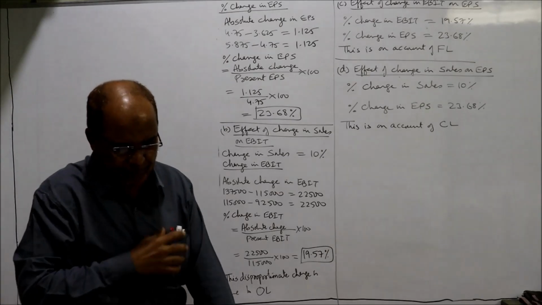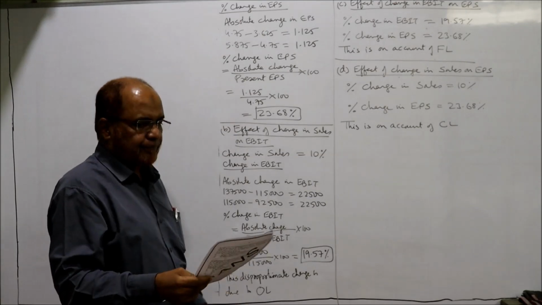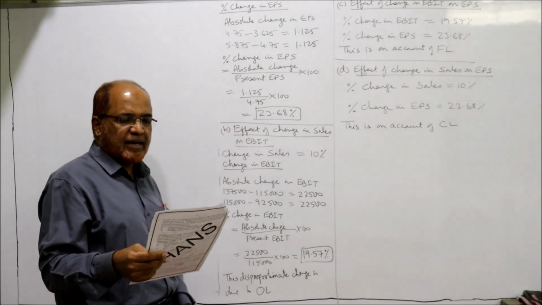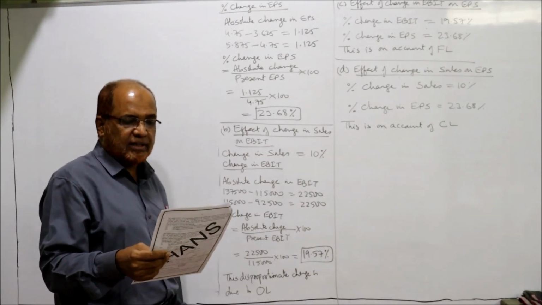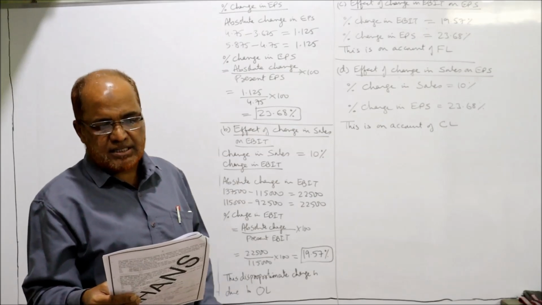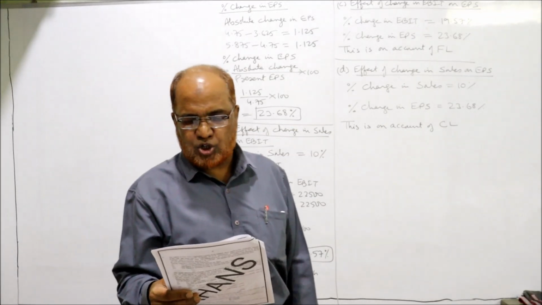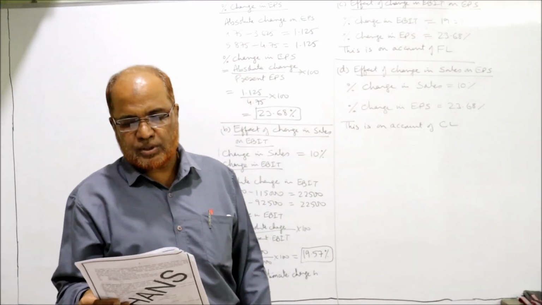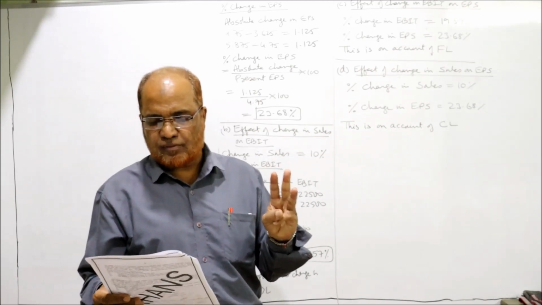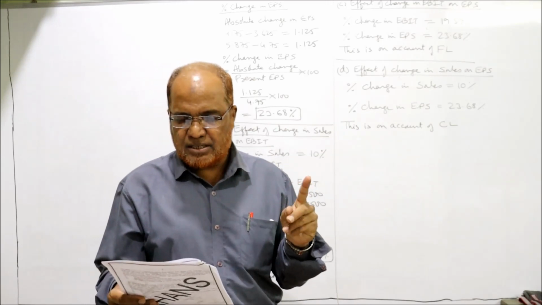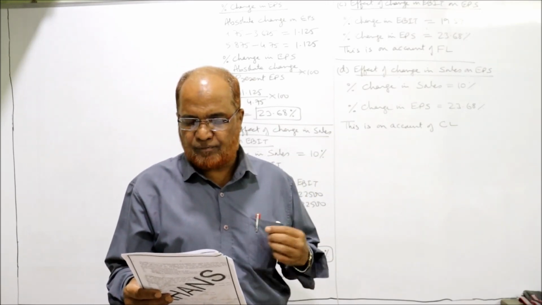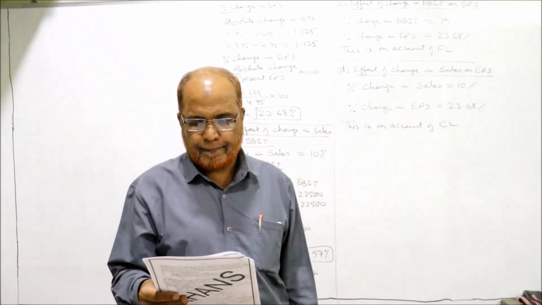Next one, problem number 11. A shoe company has EBIT, operating income, of 3,20,000. Its capital structure consists of 10% debenture 10 lakh, 10% preference share capital 2 lakh, and equity shares of rupees 10 each 8 lakh. So 3 types of long-term funds we have: debentures, preference, and equity. Company is in 50% tax bracket. Find out the firm's EPS.